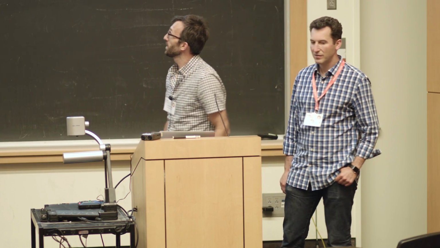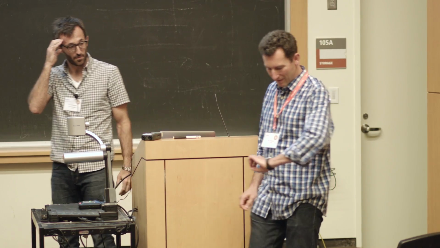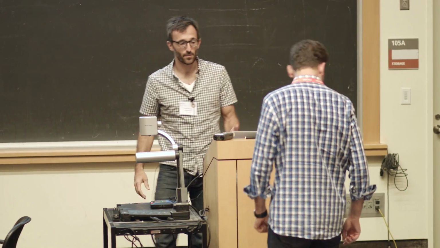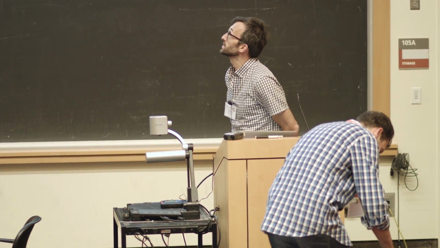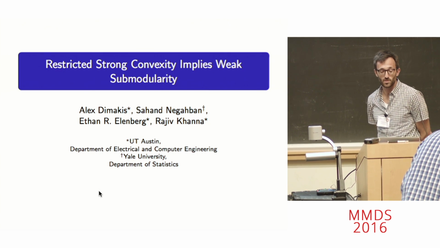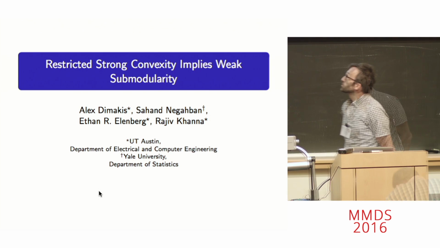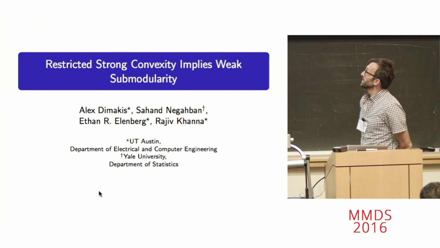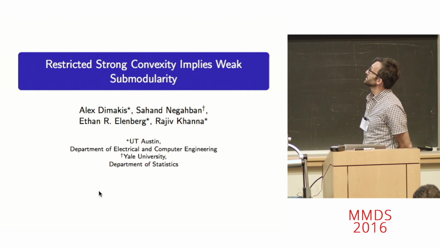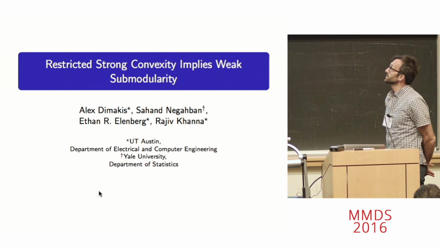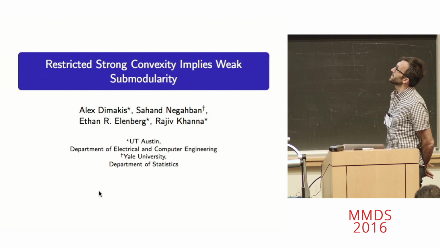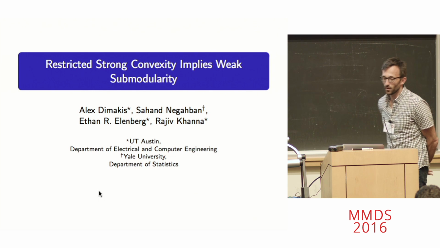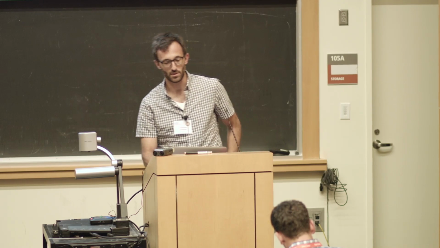All right, so I'm actually presenting a talk that is not my work. Alex Dimakis, who's listed first here, was supposed to be here but couldn't make it. So Alex is my colleague at UT Austin. Sahand is an assistant professor at Yale in statistics, and Ethan Ellenberg and Rajiv Khanna are PhD students at UT.